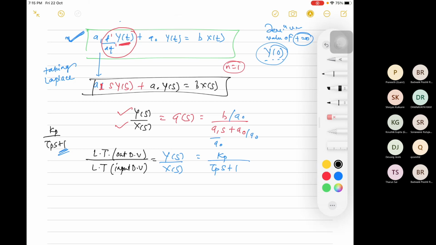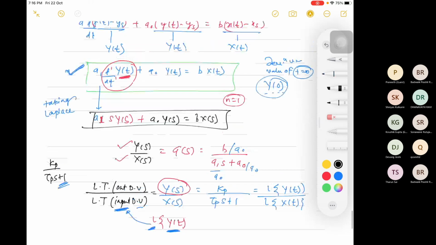Correct? Right? What is Y of s? It is the Laplace transform of capital Y of t. So what did I write here? What I have written? Same, right? Laplace transform of output deviation variable divided by Laplace transform of input deviation variable. If you want explanation again, I can write Laplace transform of capital Y of t, and this is Laplace transform of capital X of t. This is the definition of G of s, that is the transfer function.